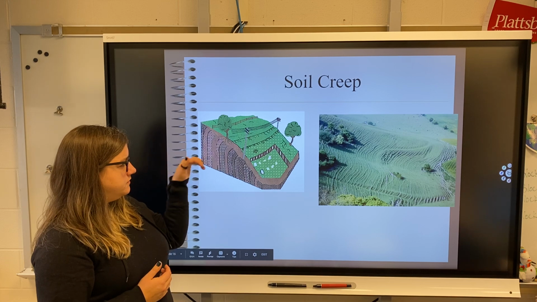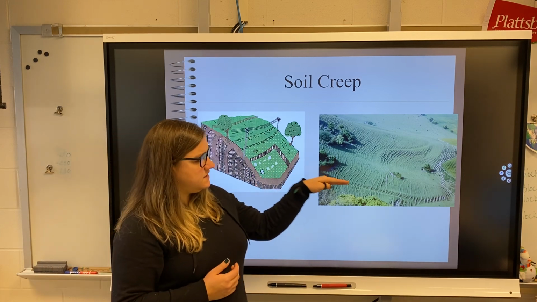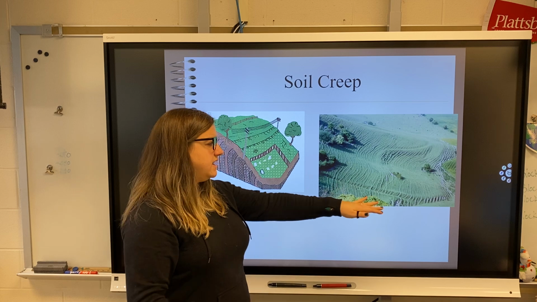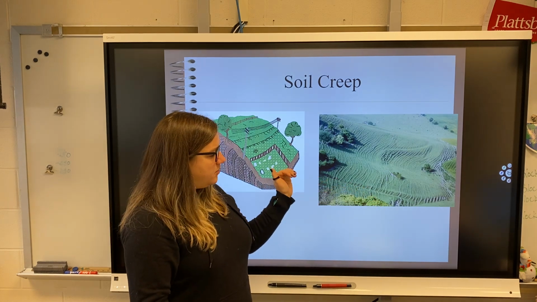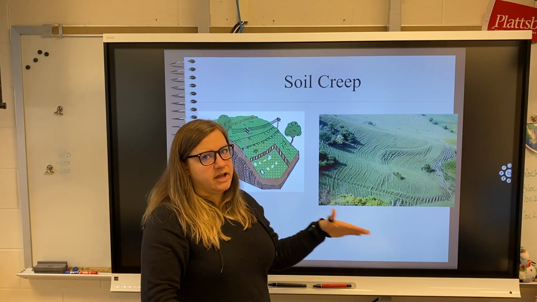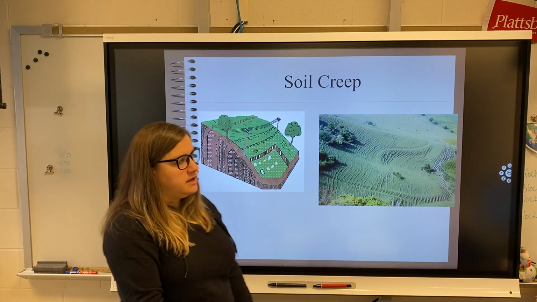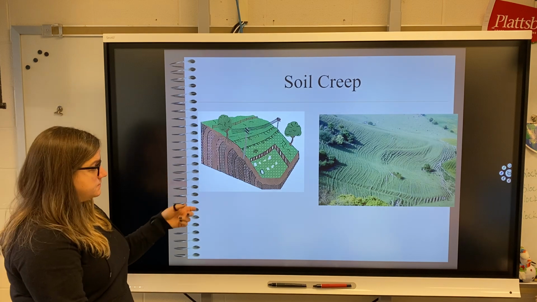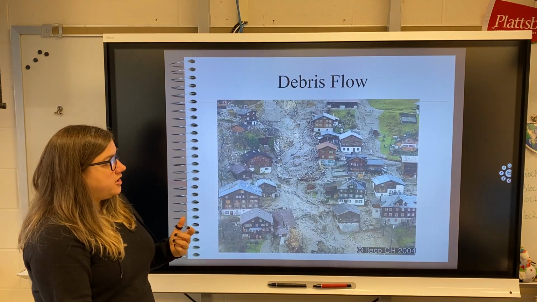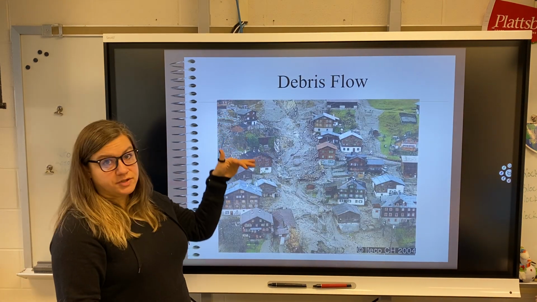Kind of slowly moves its way down the hill. As you can see that the slope of this hill is actually not too steep, but the soil still is creeping along. Every time it rains, some of that soil gets caught and it causes those ripples until it falls over the ripples and goes to the next one. Debris flow, so this is where you have large movements of things.